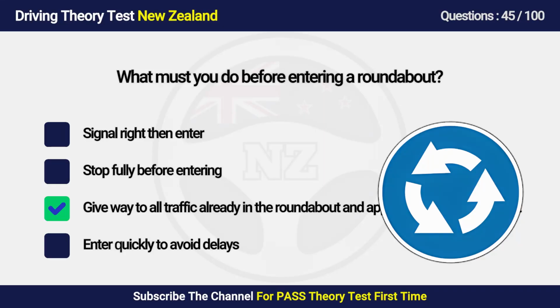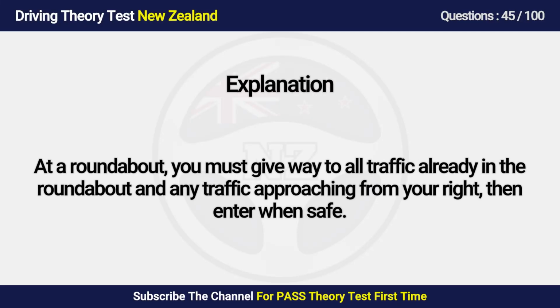Answer is C. Give way to all traffic already in the roundabout and approaching from your right. At a roundabout, you must give way to all traffic already in the roundabout and any traffic approaching from your right. Then enter when safe.